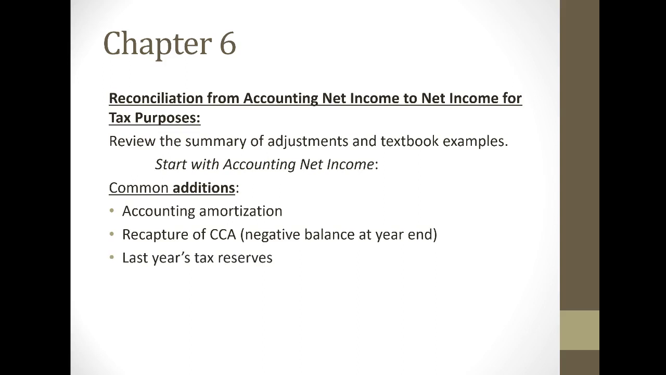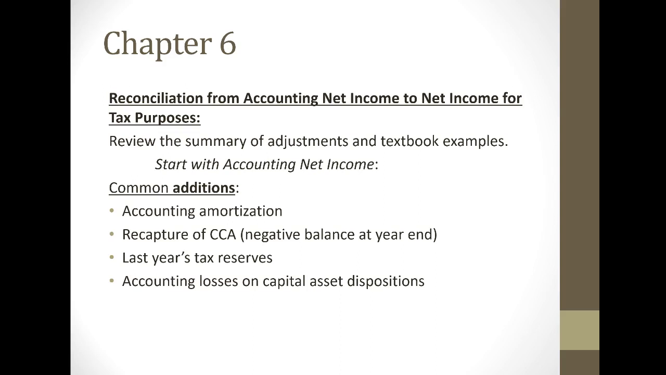Also, any reserves they took last year. We talked about this earlier on in this tutorial, that a company gets to calculate tax reserves, and if they're eligible, they get to deduct it in the current year, but in the following year, they have to add it back. So another common addition is to add back last year's tax reserves. Moving on, accounting losses on capital asset disposition. If there were any losses included in the calculation of accounting net income, those would have to be added back.